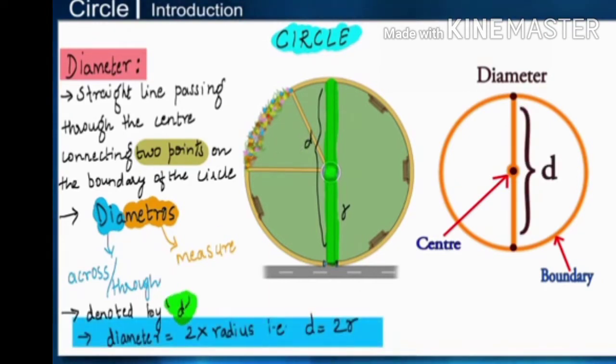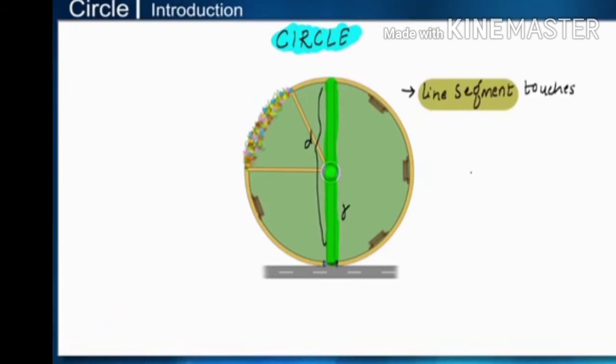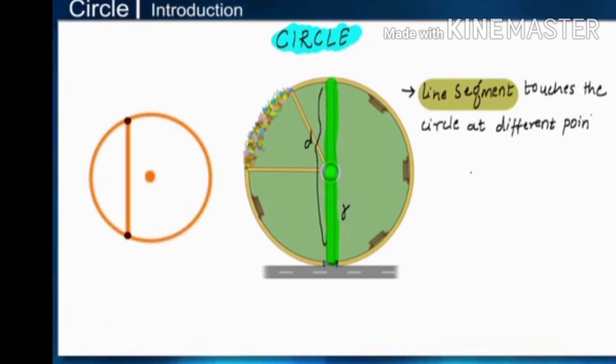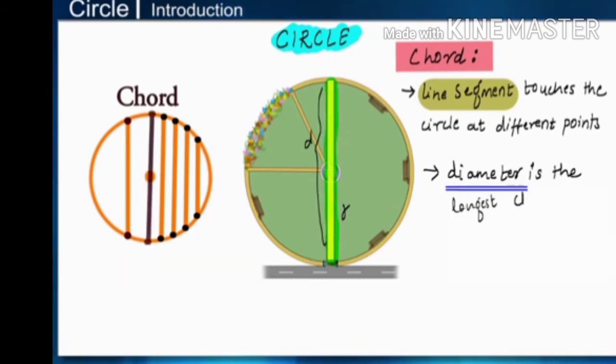As you can see that diameter touches the circle at two different points. Well, when any line segment touches the circle at two different points, it is known as a chord of the circle. Chord of a circle is a straight line connecting 2 points on the circle. Where it is visible in the park that diameter is the longest chord in the park.